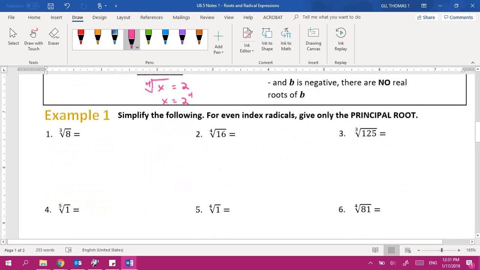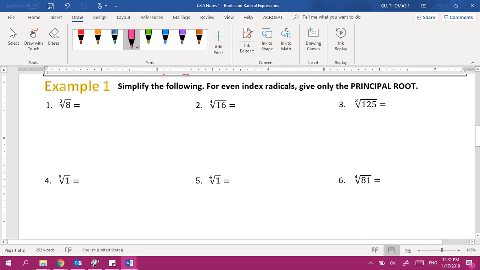All right, so finally we can get into some examples. Fun time. So example 1, simplify the following.